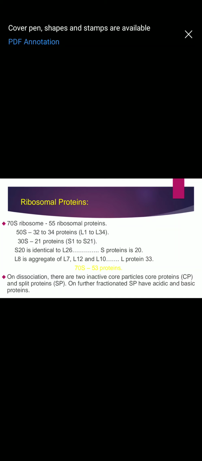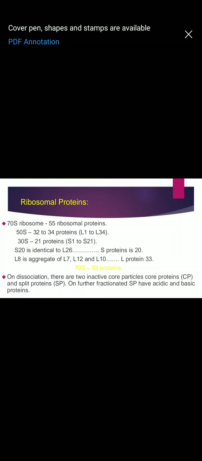If I ask you L3, you have to simply tell me, ma'am, this is the larger protein of the 70S ribosome. And the 30S ribosome is composed of 21 proteins. So this is the smaller subunit, and we have designated these S1, S2, S3 and so on till S21. So altogether we are having 55 ribosomal proteins.